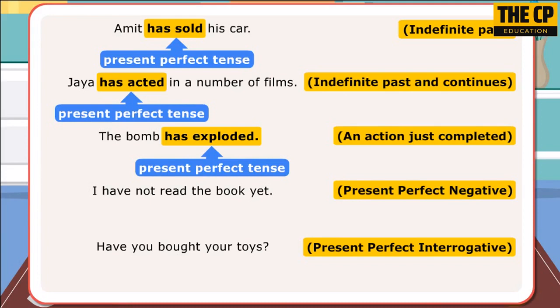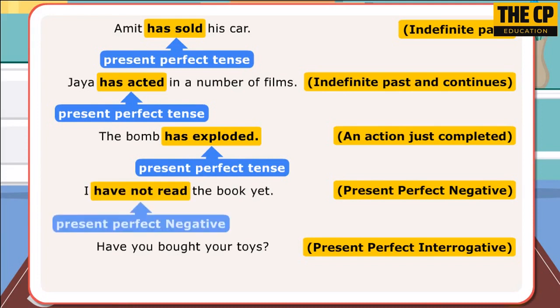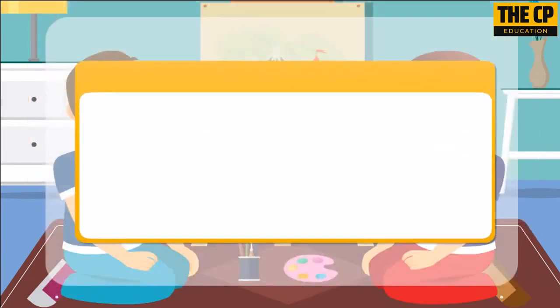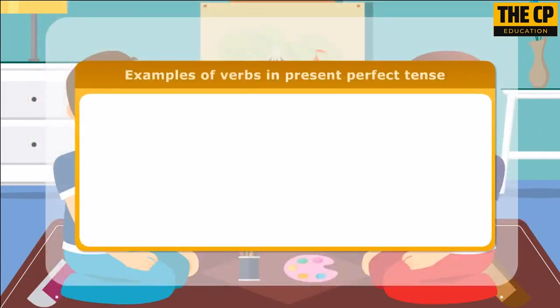In the fourth sentence, have not read is present perfect negative, as it conveys that the act is incomplete at present. In the fifth sentence, have bought is present perfect interrogative, as it questions if the act is completed at the moment. Here are a few more examples of verbs in present perfect tense.